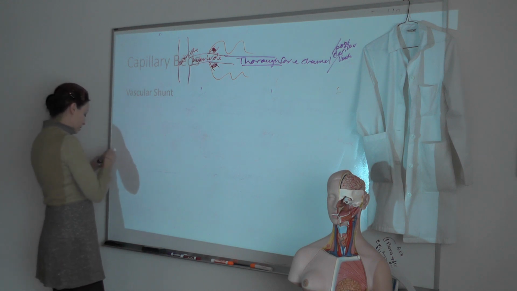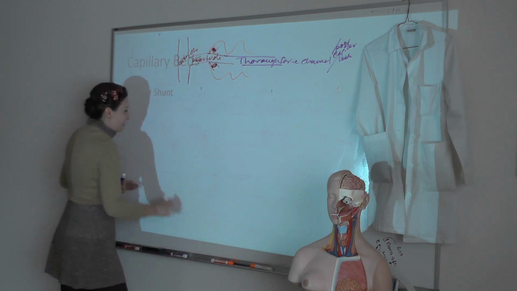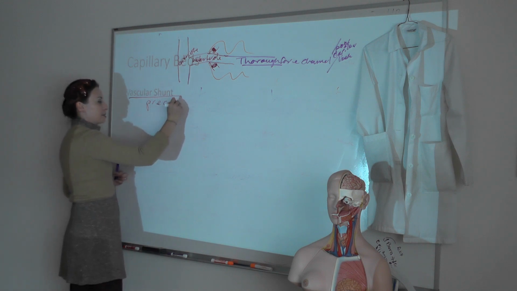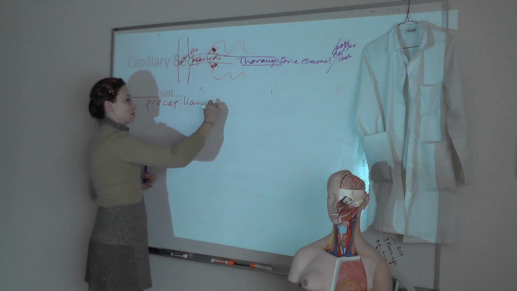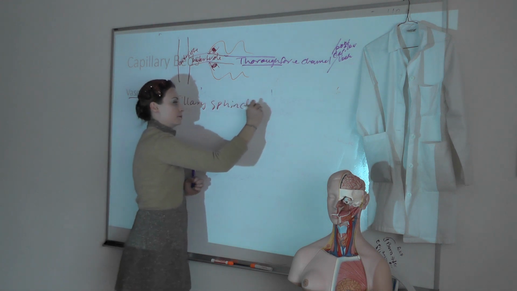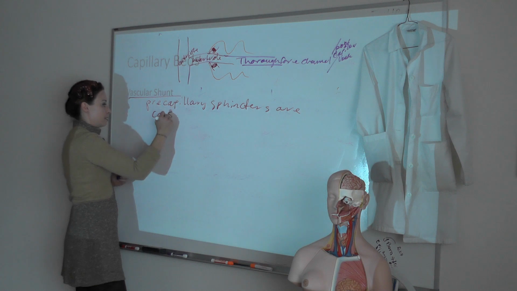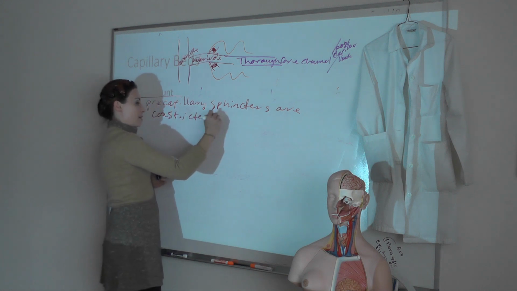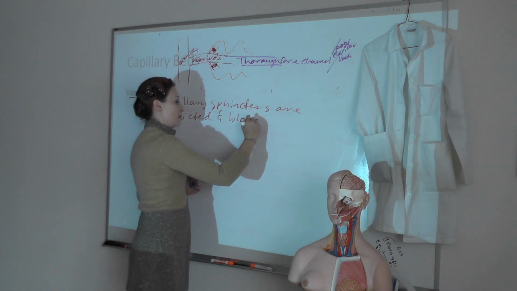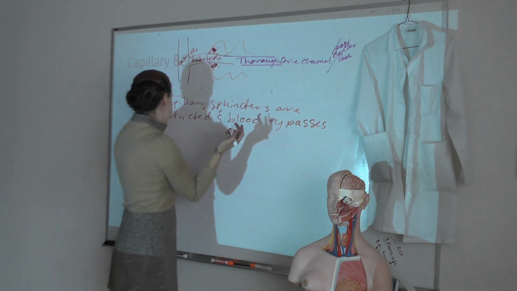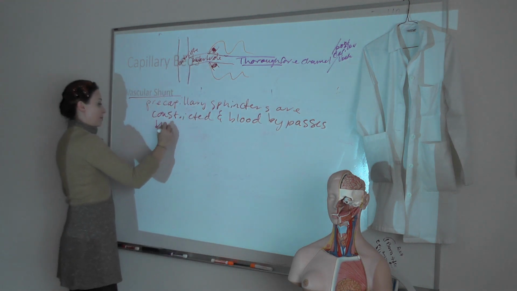So for a vascular shunt, what we could say is that our precapillary sphincters are closed or constricted, and blood bypasses or is shunted past the capillary bed.